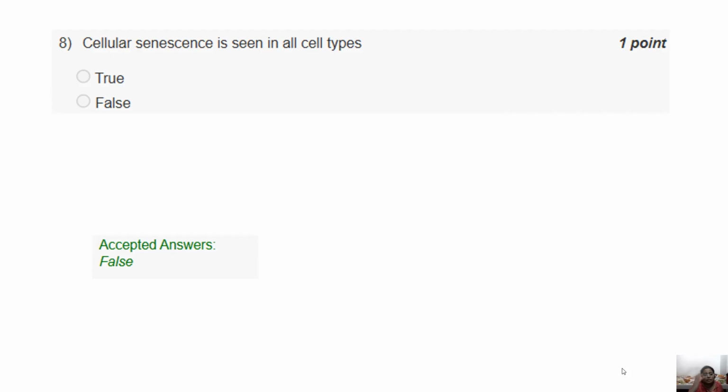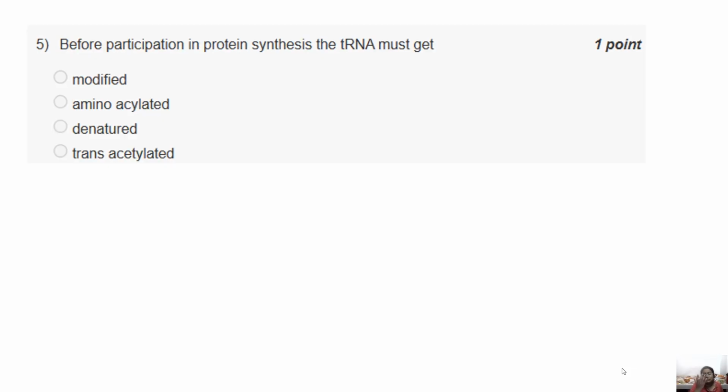Going to the next question for today. Before participation in protein synthesis, the tRNA must get: A, modified; B, aminoacylated; C, denatured; D, transacylated. Which one do you think is the right answer?